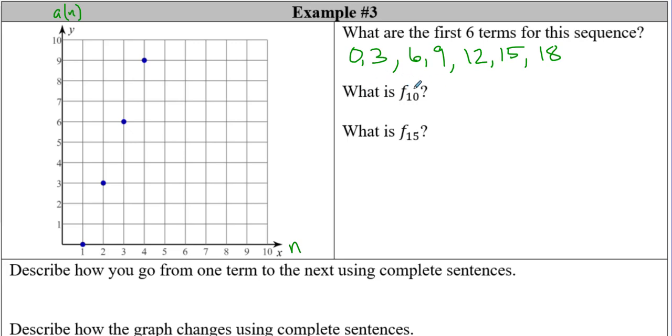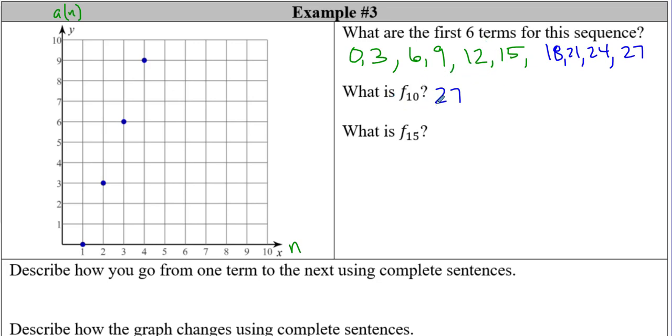All right, here it is asking what is f sub 10. So we're looking for the 10th term in the sequence. Here we have the first 6. Oh, whoops, I gave you 7. Let's erase that for now. 1, 2, 3, 4, 5, 6. So here we have the first 6. If we are looking for the 10th, we can do one of two things. We can just write out the next 4. So that would be 18, 21, 24, and 27.